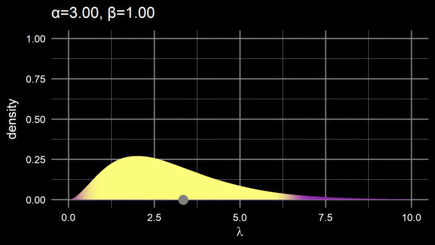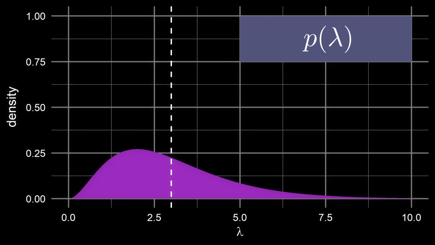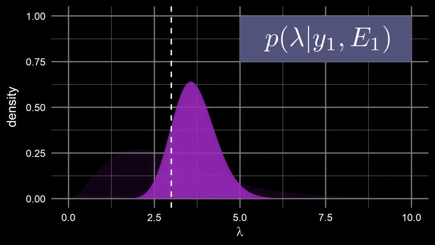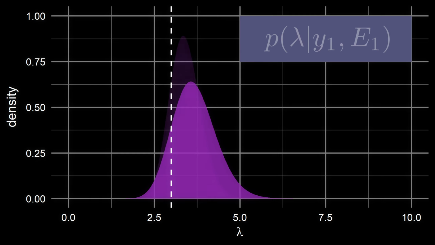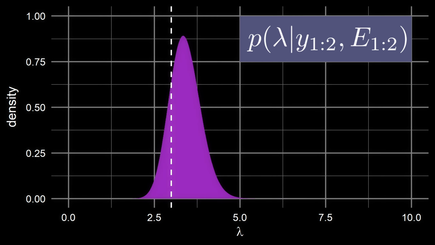We can now turn the handle on the Bayesian computation and see how our belief in plausible values of the rate changes as we observe each site. First, we start with the gamma prior. Then, we update our belief with information from the first site, the second site, and finally the third site. Each time we update, the uncertainty decreases and the posterior shifts closer to the true value.